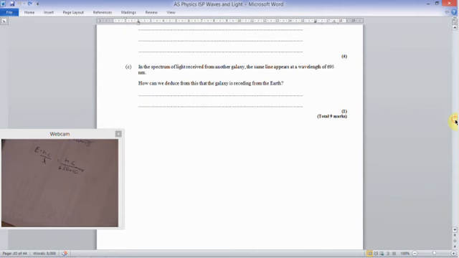Final question. In the spectrum of light received from a galaxy, the line appears at a wavelength of 695. So it's changed, the wavelength has got longer. How can we deduce that this galaxy is receding from Earth? Well, it's the idea of redshift. The wavelength has increased, so redshift has caused that to happen. So a longer wavelength has happened because it's redshifted. Remember, redshift is the observed change in frequency due to relative motion. Excellent, guys. So that's ISP task 2 of Waves, Unit 2 complete.